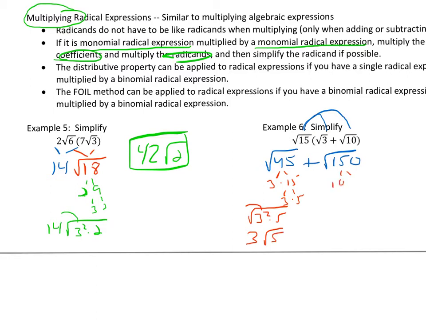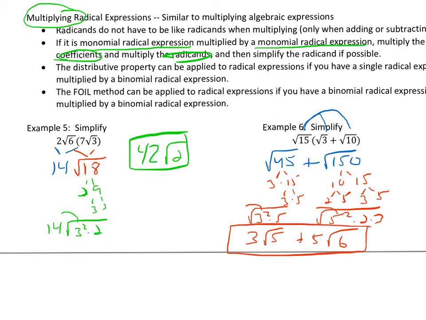150 is 10 times 15. 10 can be broken down to 2 and 5. Root 15 can be broken down to 3 and 5. Here we have 5 squared, and then 2 times 3. The 5 squared comes out, and we get a positive 5 root 6. Now notice that these two roots are different, so at this point we cannot combine like terms or anything, so that's considered simplified.